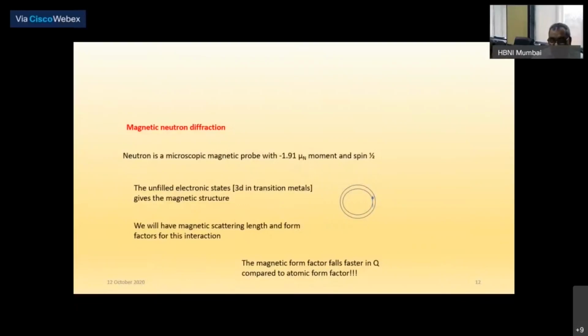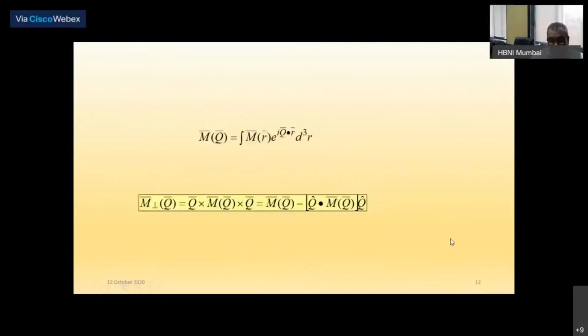But in this case, again, like X-rays, there is a form factor. I have just tried to show schematically a shell in which the atomic spin resides. Now this atomic spin will interact with the neutron spin. And when it interacts with the neutron spin, it will scatter, and it will also have a magnetic form factor. So apart from nuclear scattering, we also have magnetic scattering, magnetic diffraction, which will be weighted by a magnetic form factor. I will just briefly mention it before I go forward.